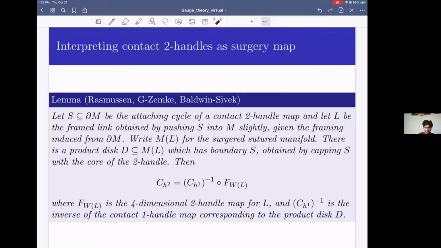So when you attach a contact 1-handle, on the instanton Floer side, these maps are actually defined through cobordisms. You have a sutured manifold, you attach some contact 1-handle, and what Baldwin and Sivek showed was that the new manifold has the same closure as the previous manifold. So you did not really change the closures of the sutured manifolds, and these maps are defined through cobordisms between the closures. So they have the same closures, and the map between them is just the identity.